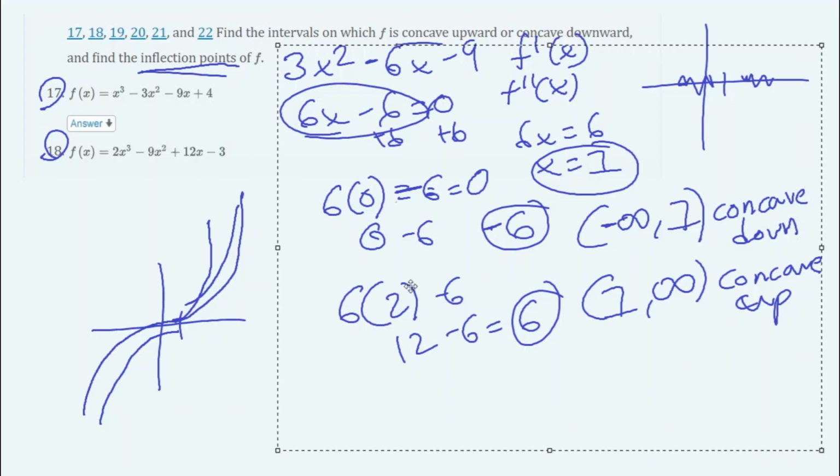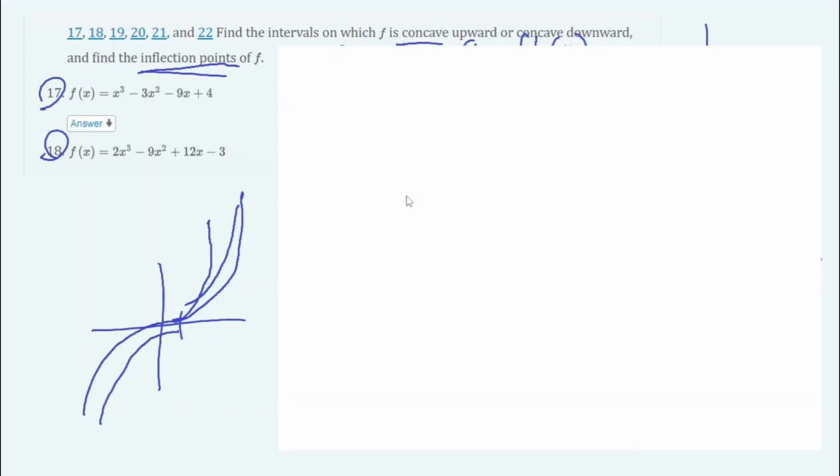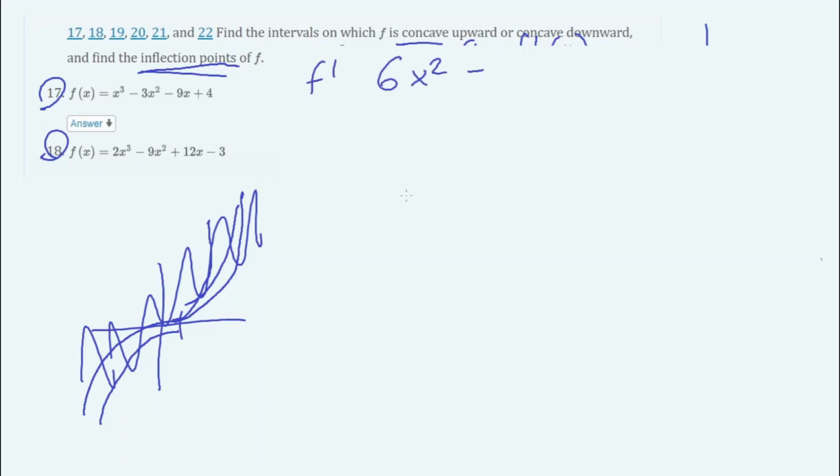So for number 18, let's delete this real quick. Alright, so number 18 is going to be 2x to the third power minus 9x squared plus 12x minus 3. So if we find the first derivative, f prime is going to be 6x squared minus 18x plus 12. Now let's find f double prime, which is going to be 12x minus 18. And that is our second derivative.